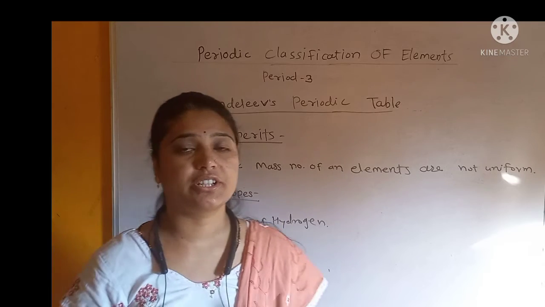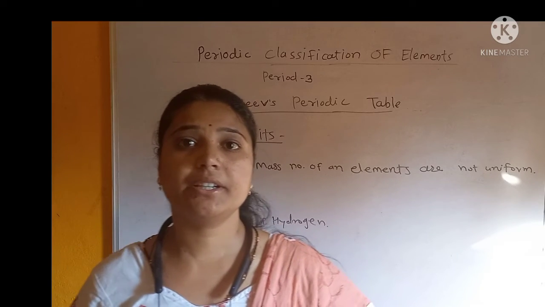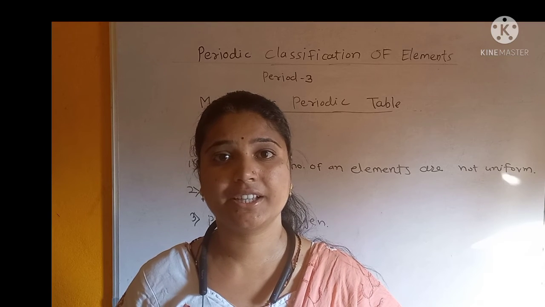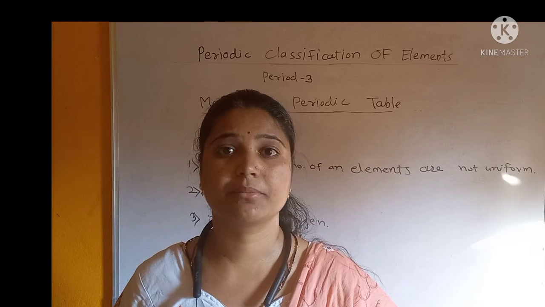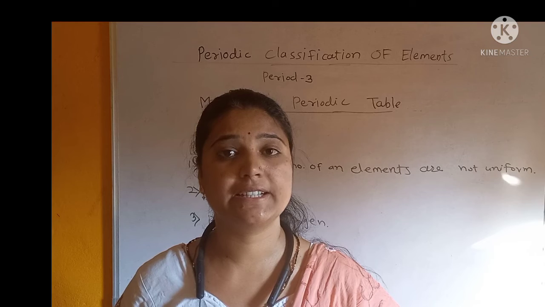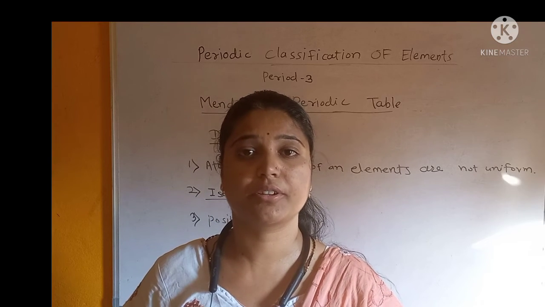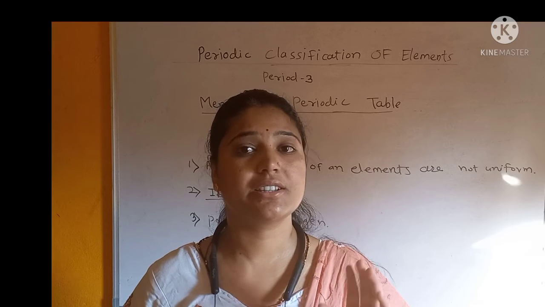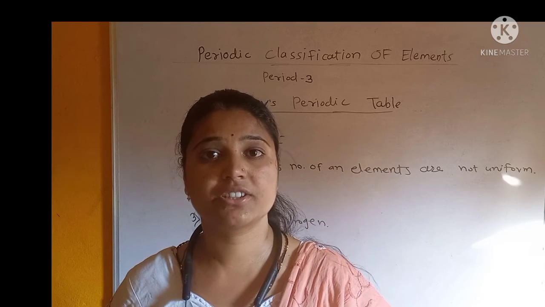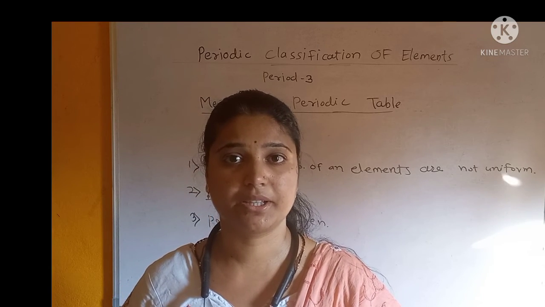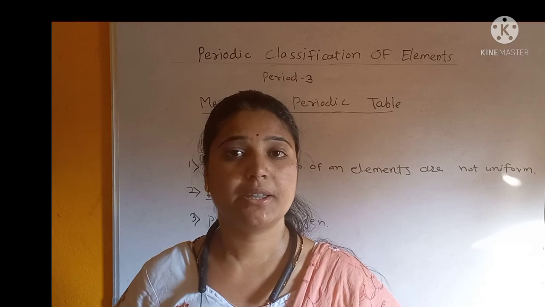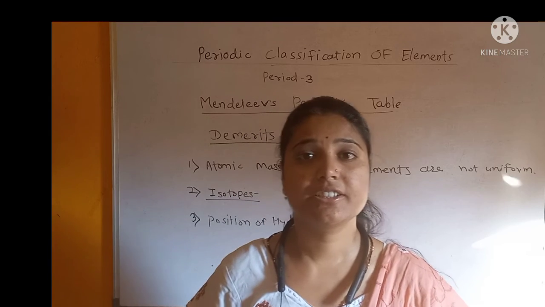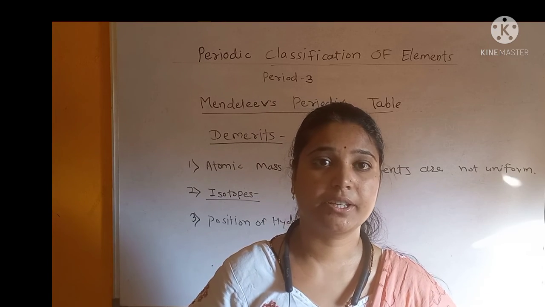And then the position of hydrogen, and next, some elements have the same atomic mass number, like cobalt and nickel. Both elements have the same atomic mass number and show the same properties. There is no separate place for cobalt and nickel in Mendeleev's periodic table. So it is also a major demerit of Mendeleev's periodic table, regarding elements with the same atomic number like cobalt and nickel.